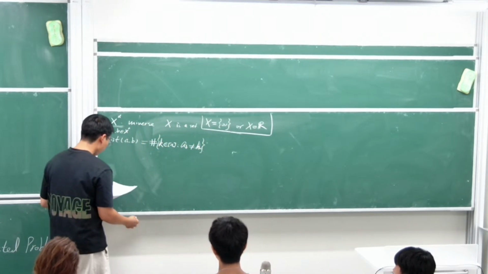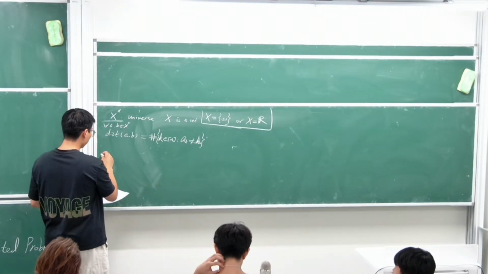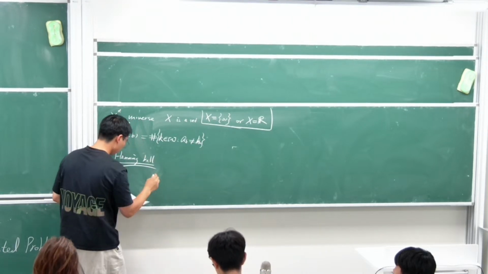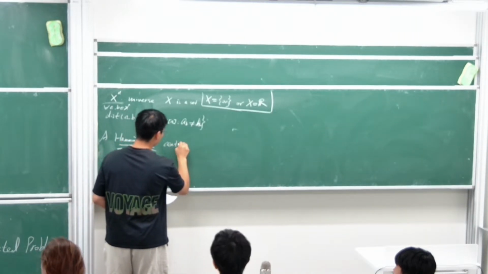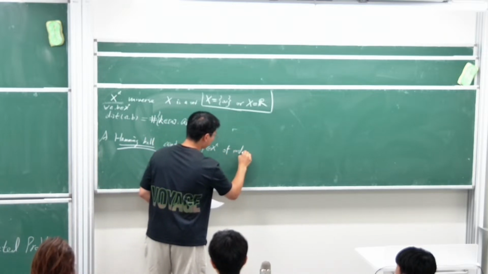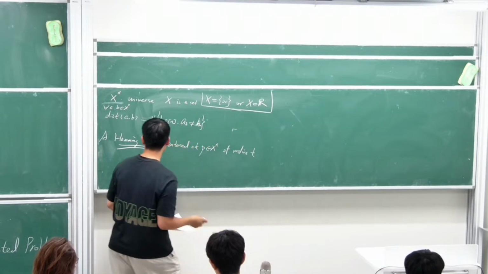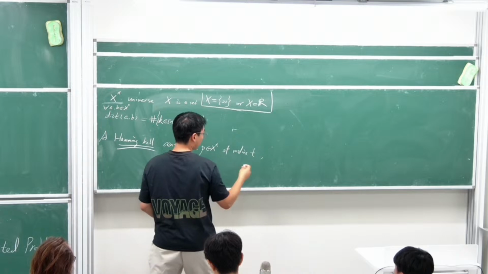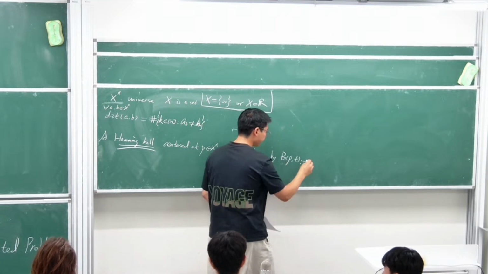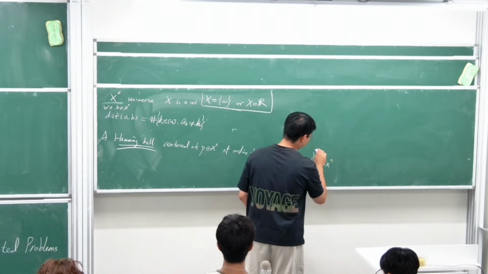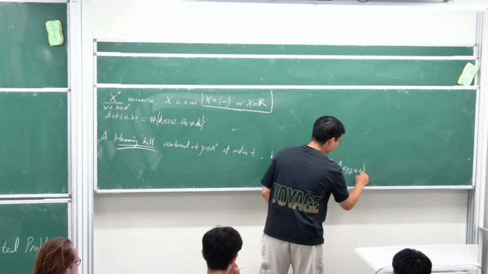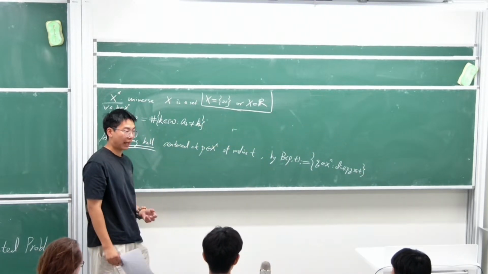And then we can also define the Hamming ball. This is the Hamming distance, and the Hamming ball centered at a point P of radius T, which we call B_P^T, is the set of all the Q in the universe such that the distance between P and Q is at most T. So this is the normal definition of Hamming balls.